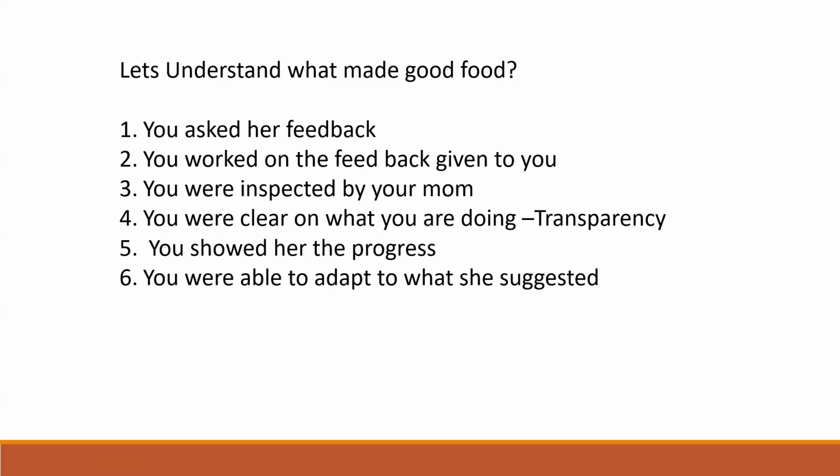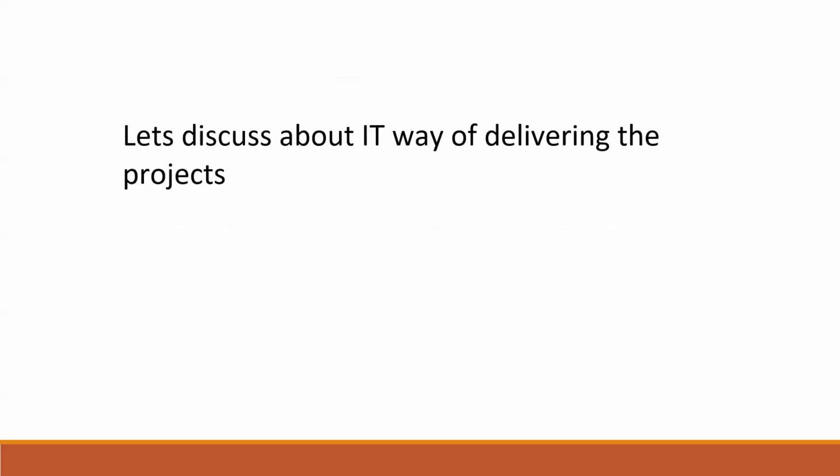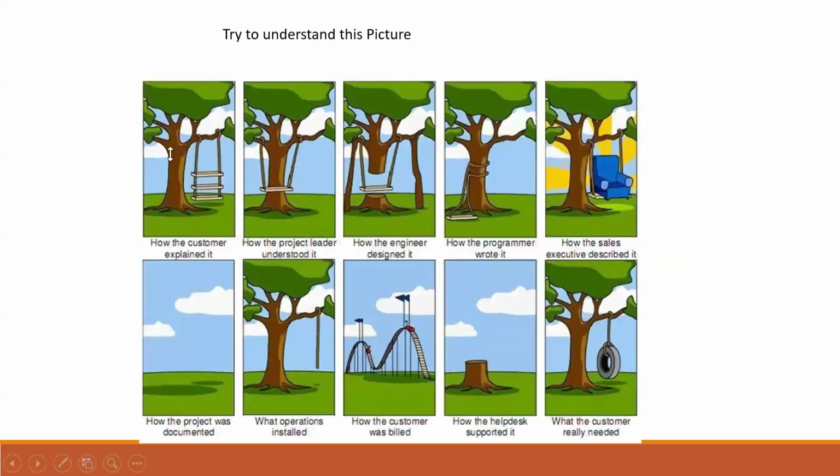Okay. You showed her the progress. While preparing something, you started something, you cut something, you showed the progress to her. And whatever feedback she was giving, you were able to adapt to what she suggested. So these are the 3 to 4 things that help to give you a very good end product altogether. One is feedback, one is transparency, one is adaptation and inspection, whatnot. So this is a good thing that happened, and probably this is missing over here, and I think it resulted in some failure.